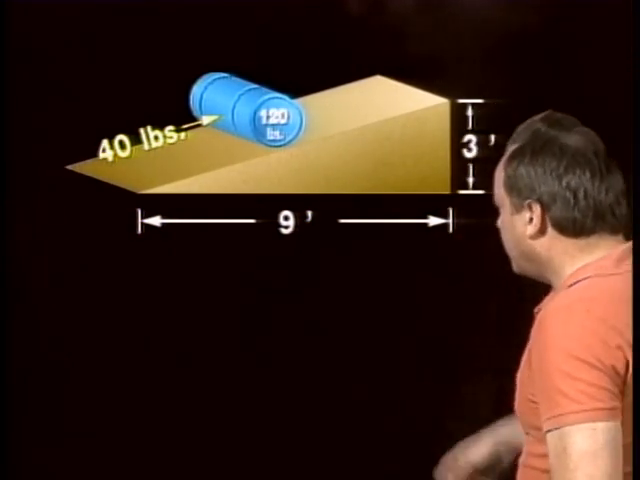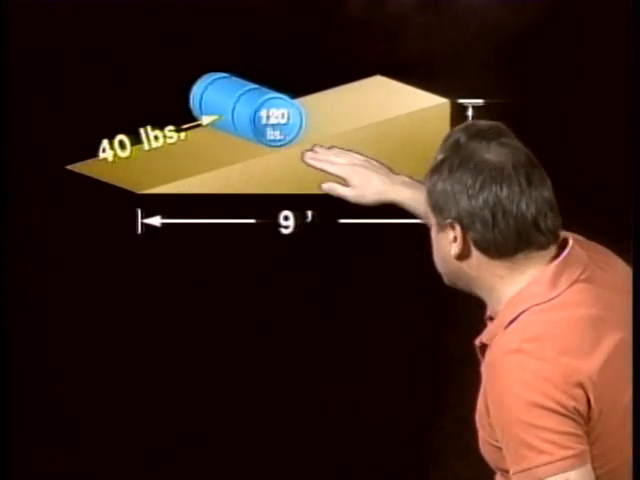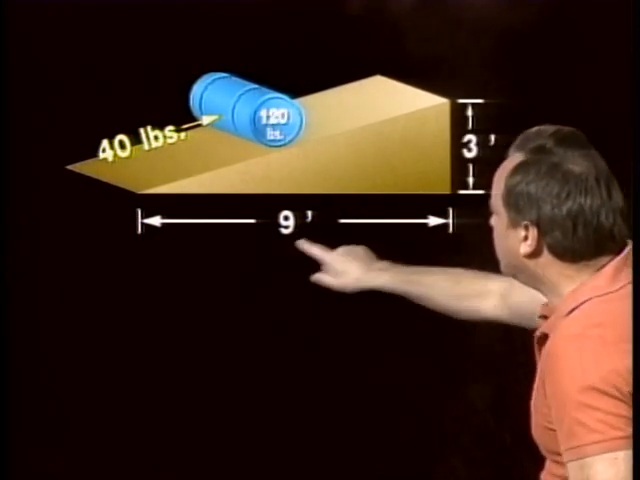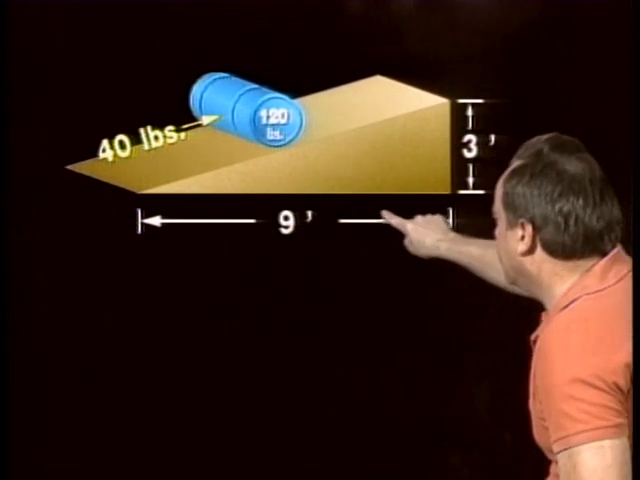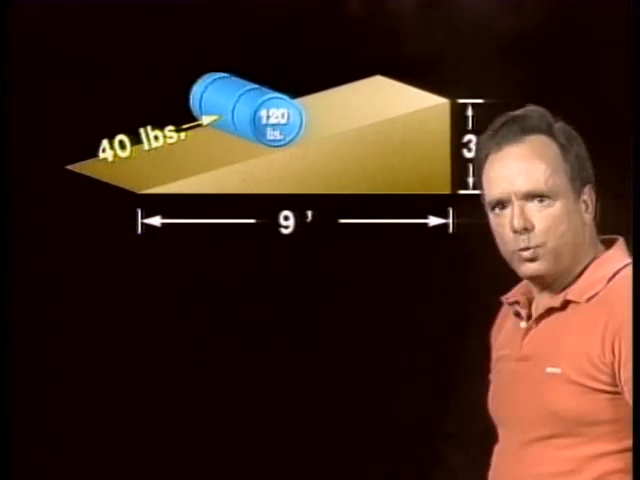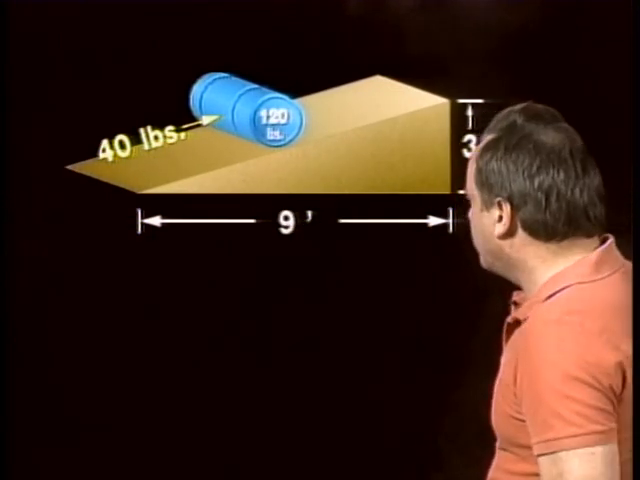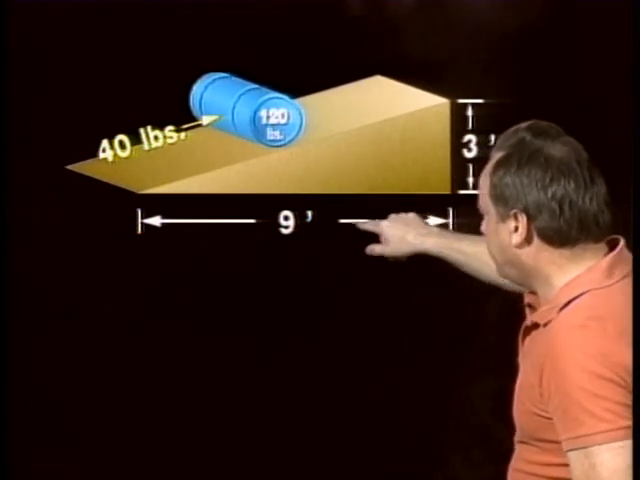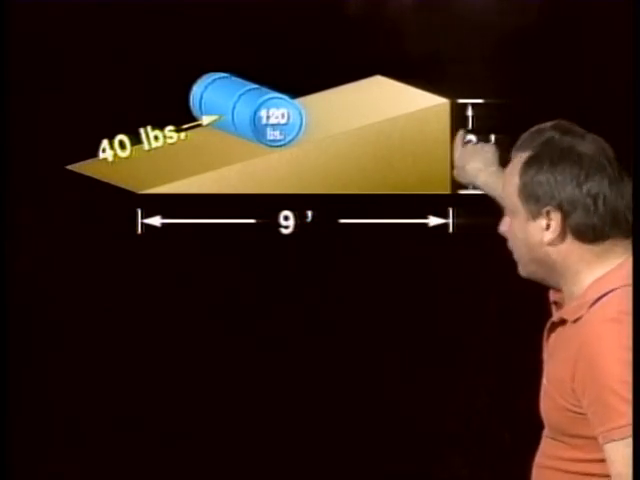So they have a question on the test that says you're going to take 120 pounds and raise it 3 feet by rolling it up a 9-foot ramp. How much force will be required? Well, it's going to require a ratio of 3 to 1, or 9 to 3, or 3 to 1.